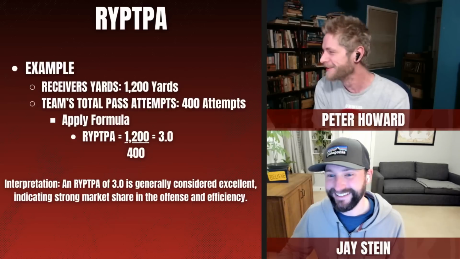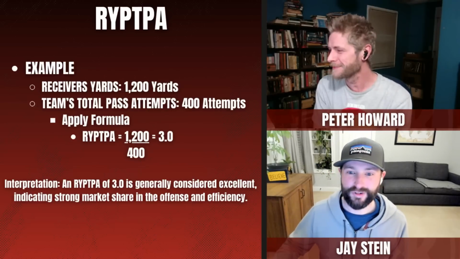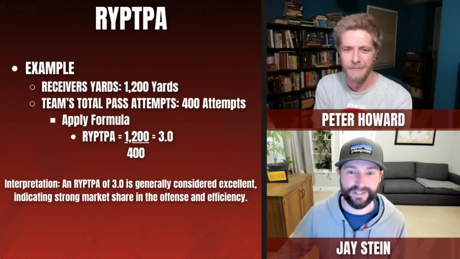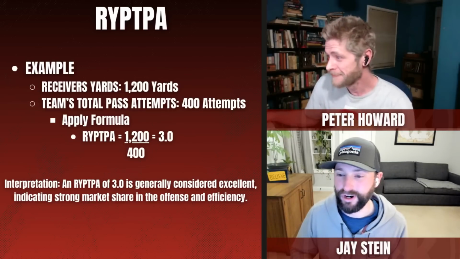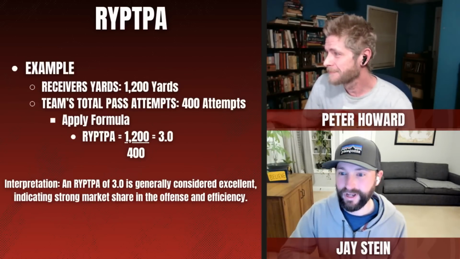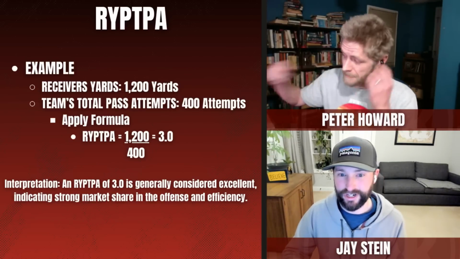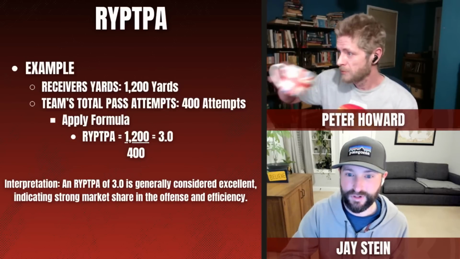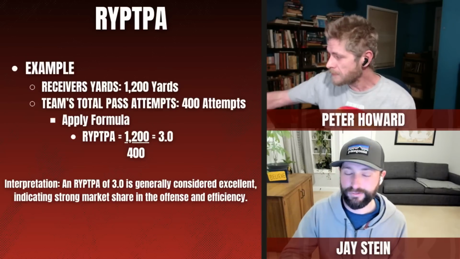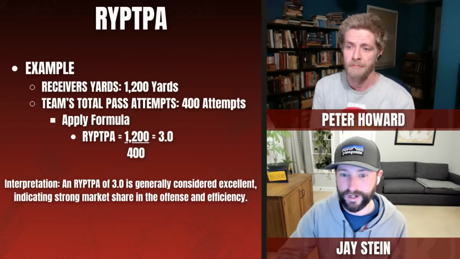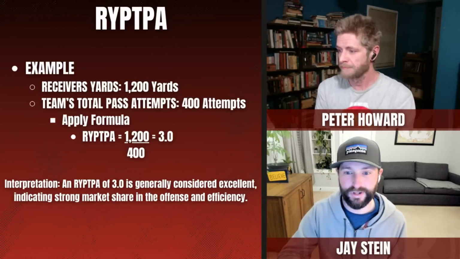Yes. So let's talk about just sort of how to calculate. Do a little example here. A receiver has 1,200 yards for the season, a great season, right? But what we're trying to get at is the market share. So we're going to take the team's total pass attempts, which is 400 pass attempts for the team. And the formula is just 1,200 divided by 400. So 1,200 receiving yards divided by 400 attempts.